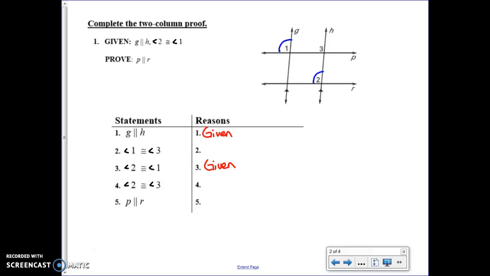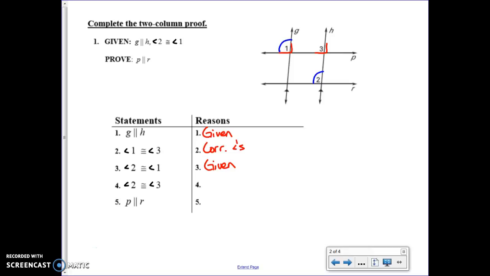So we know that G is parallel to H. It might help if you turn your paper sideways if you would prefer to see the G and H lines as horizontal lines. But we notice that angle 1 and angle 3 are on the same side of the transversal, line P, and they're in the same location. So that would be corresponding angles.